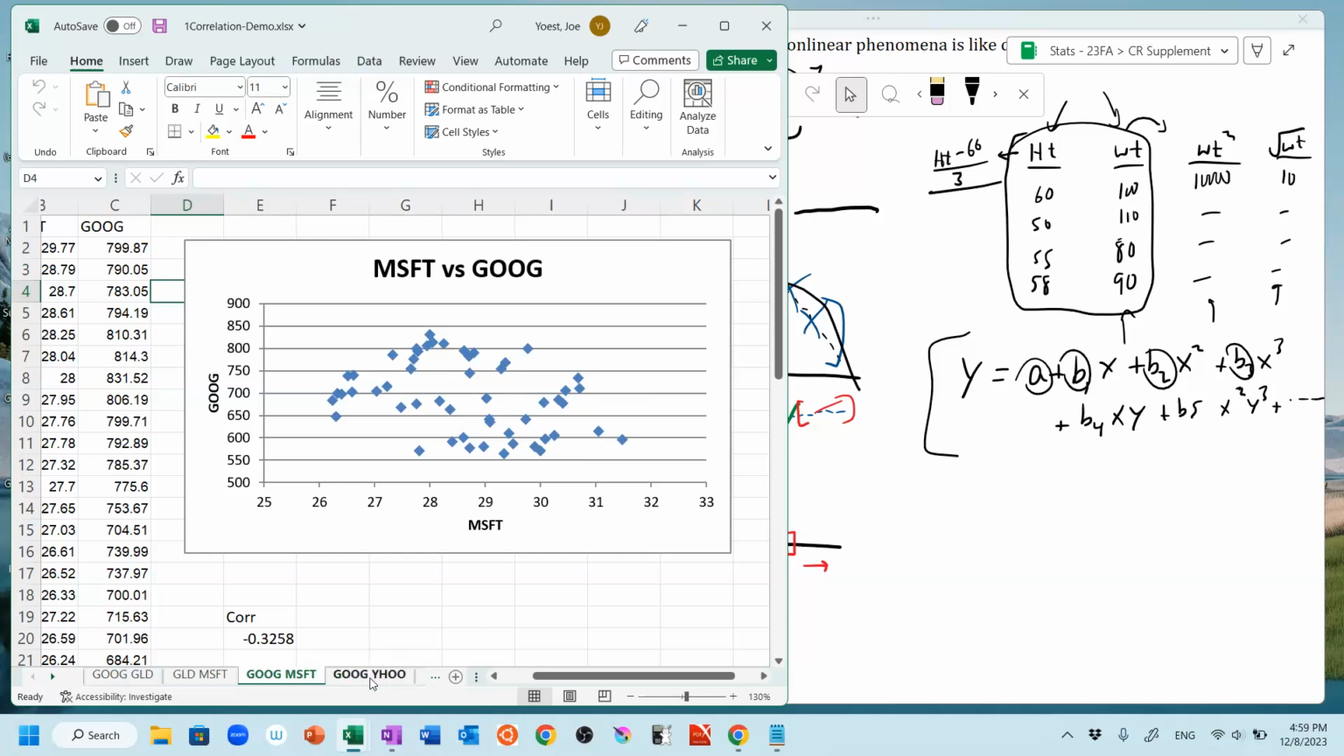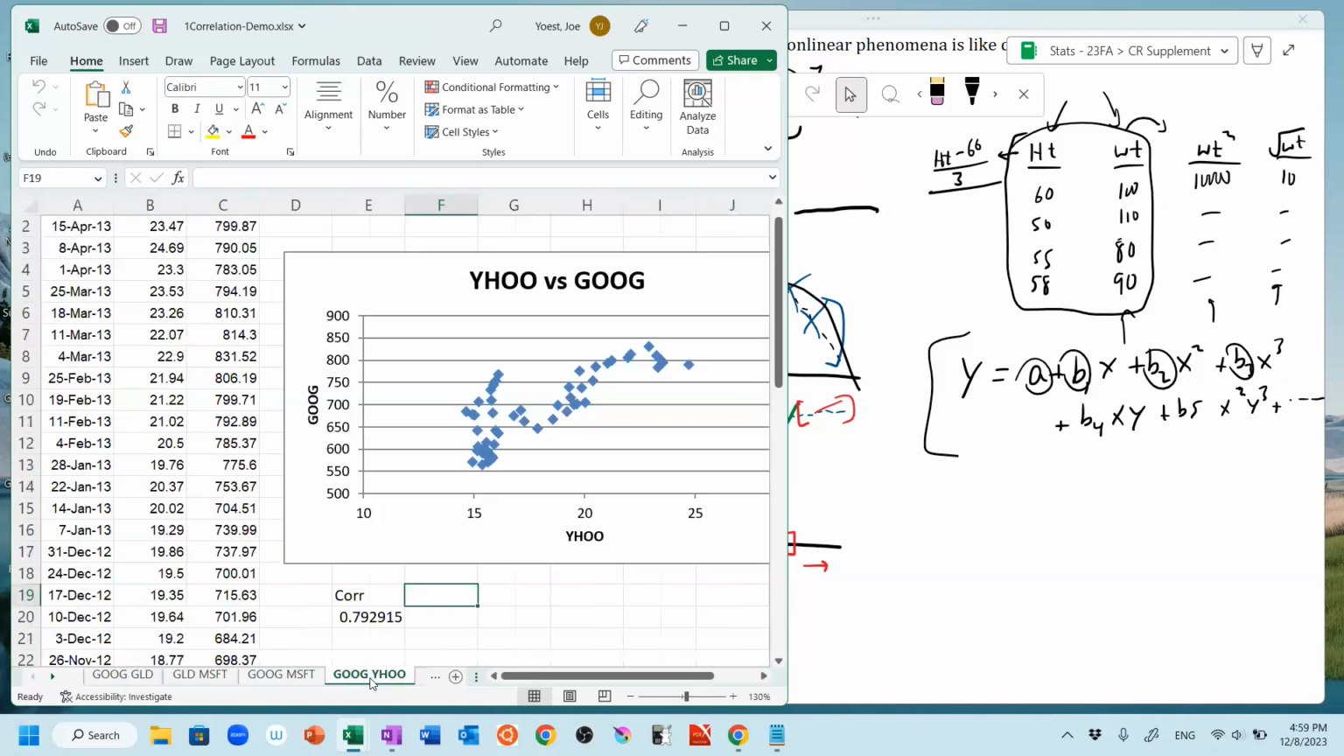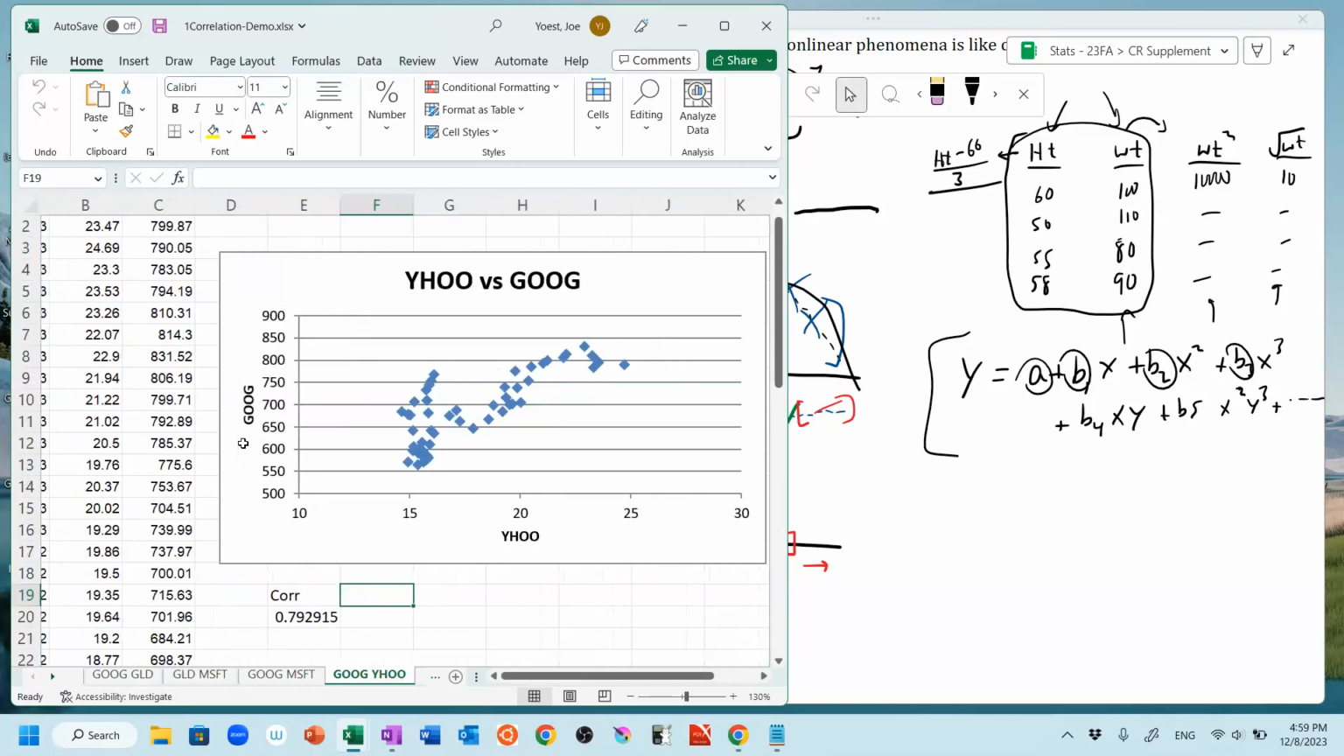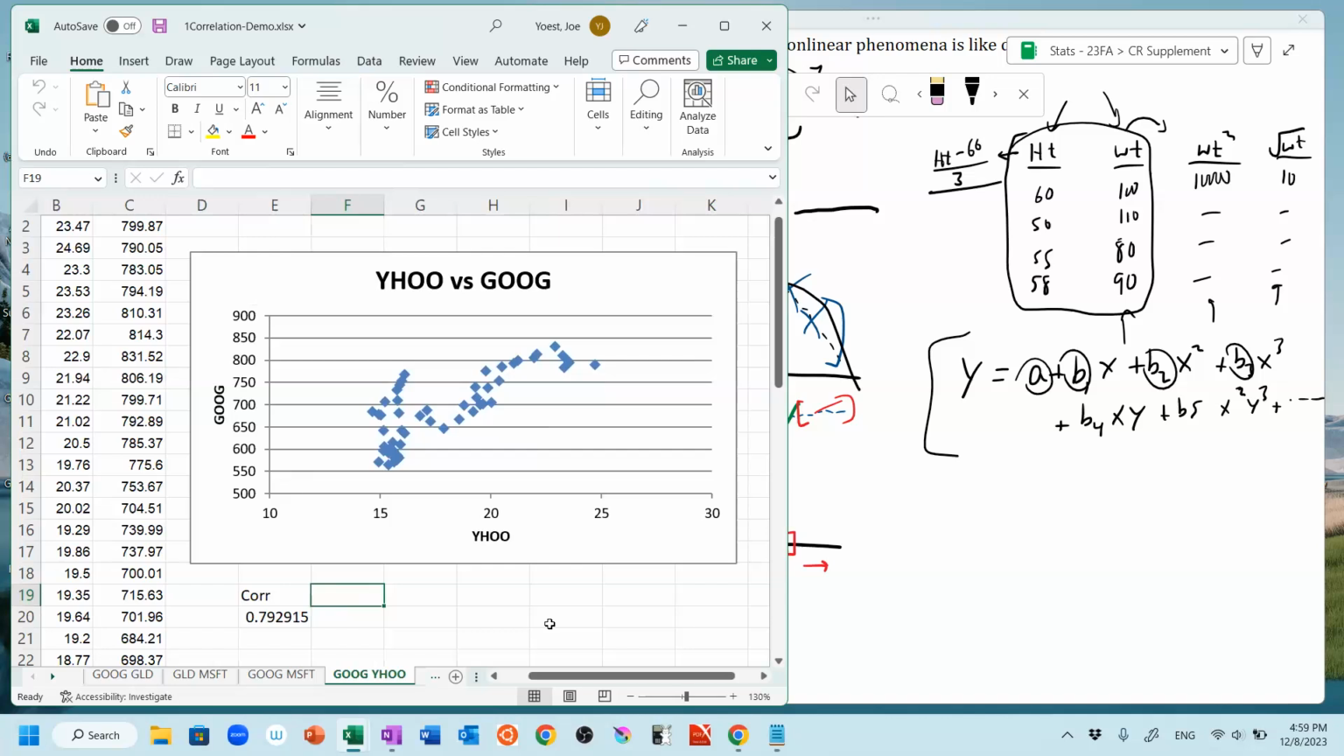Google versus Yahoo, getting into two search engines, we're getting a little closer now in the types of businesses these companies are in. And here we start to see something we can really see. It looks like a discernible relationship. It looks like if I knew that Yahoo's stock price was high, say 23, 24, 25, somewhere in there, I would estimate that Google's stock price would also be pretty high.